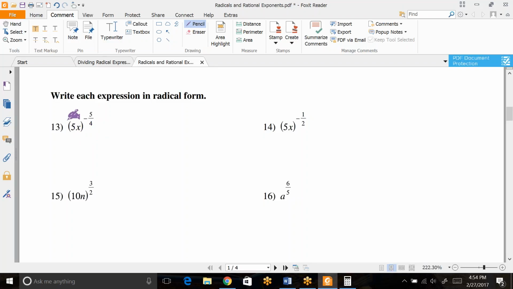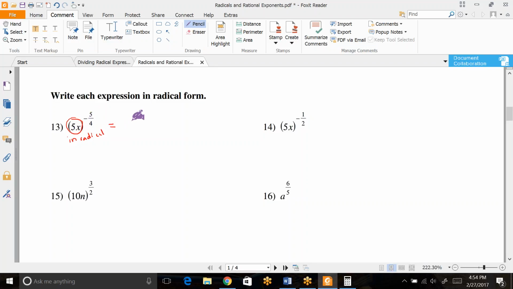Now I wanted to point out, if there's a parentheses here, that means this whole thing is in the radical. Okay? If there's not a parentheses, it is not all in the radical. So that means that you would have pieces that are inside versus pieces that are outside. So let's just work on this one first.